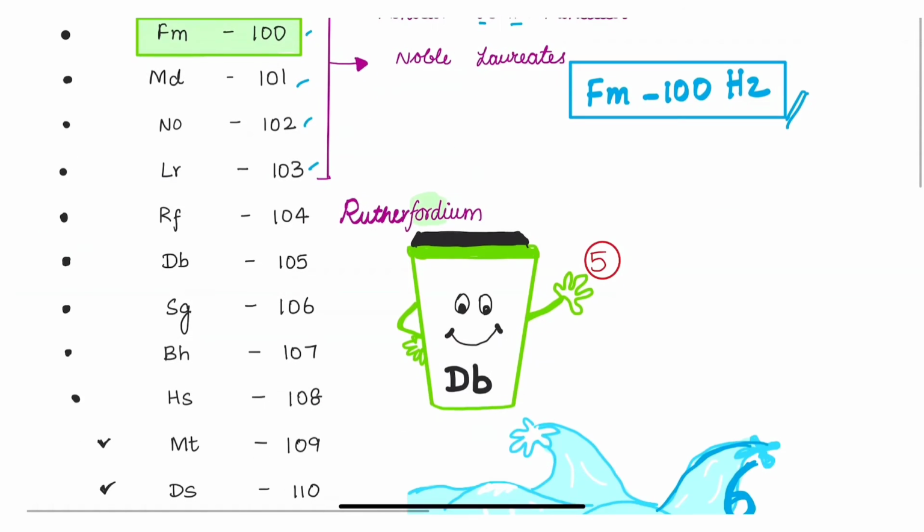So moving on to RF, which is Rutherfordium, which has got an atomic number of 104. How do you remember this? If you know that RF is Rutherfordium, as you can see, Rutherfordium has got FOUR, 4, in itself. So Rutherfordium, 104.